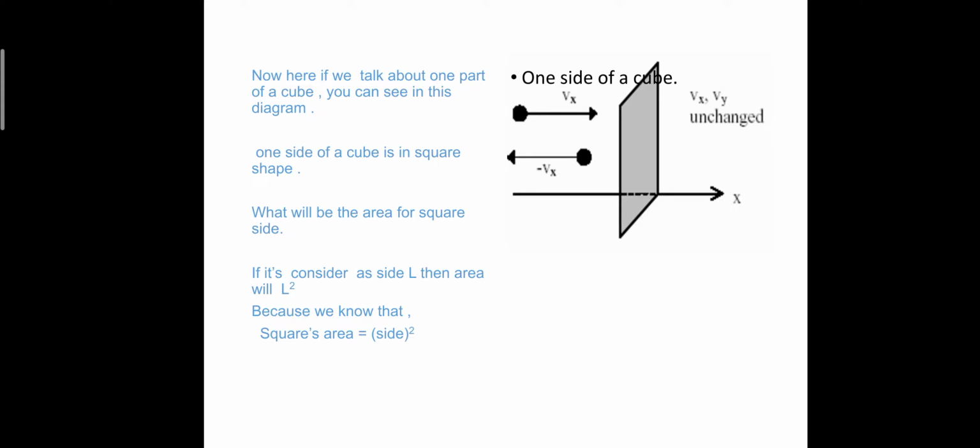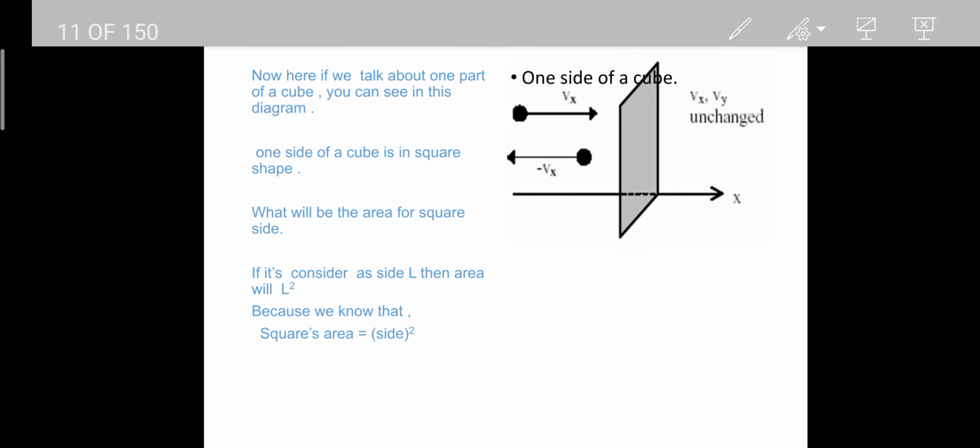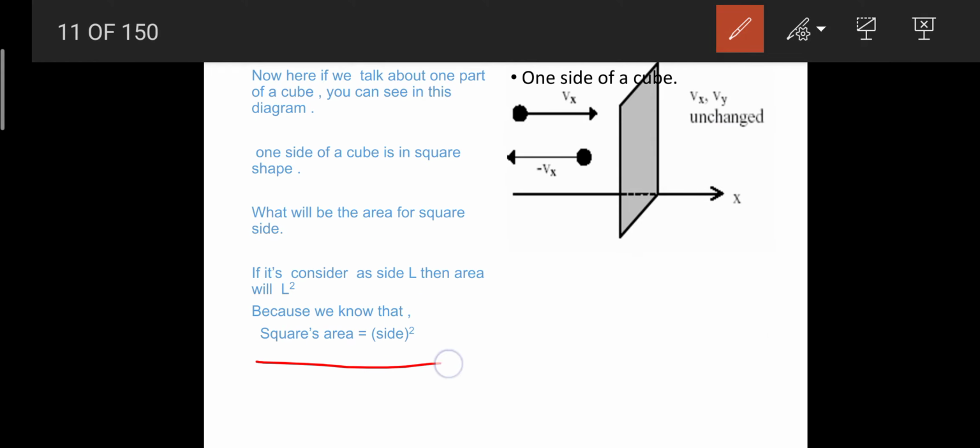So here I have tried to elaborate this particular shaded area in more detail. So yes, you can see that square area is nothing but square area is equal to side square.